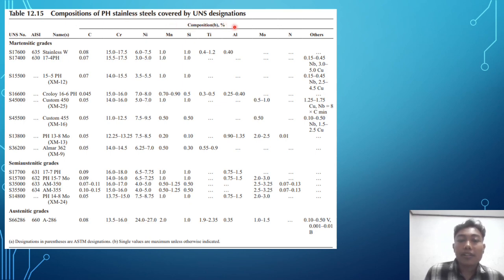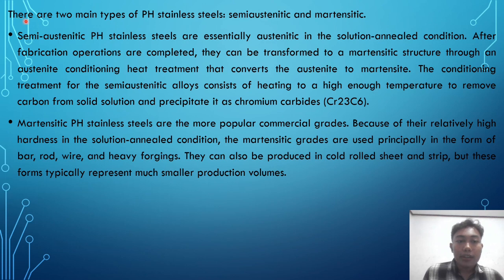Table 12.15 shows the composition of PH stainless steels covered by UNS designations. Next, there are two main types of PH stainless steel, semi-austenitic and martensitic. Semi-austenitic PH stainless steels are essentially austenitic in the solution annealed condition. After fabrication operations are complete, they can be transformed by a conditioning heat treatment that converts the austenite to martensite.